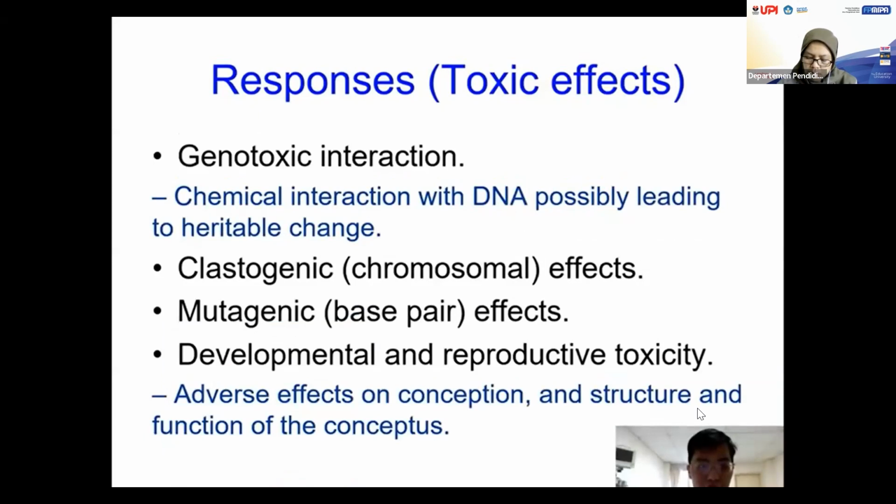Then you have the genotoxic interaction, which means chemical interaction with DNA, possibly leading to heritable change, which means it could affect certain DNA, which can be passed down to your offspring. We have clastogenic effect or chromosomal effect, mutagenic effect, developmental and reproductive toxicity. So these are also responses that can be used to monitor for the dose-response relationship.